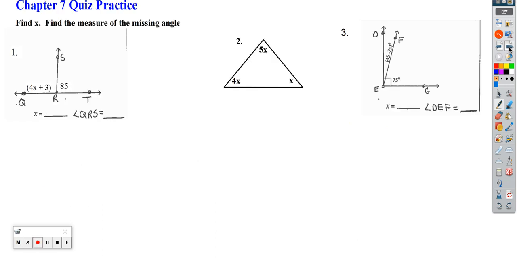Here are the first 3 problems. I would like you to find x and find the measure of the missing angles, it should say. I know that got cut off. So find x and find the measure of any angles that you don't know the measure of. Okay, pause your video now. When you are ready, push play.